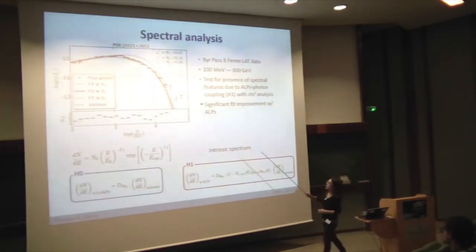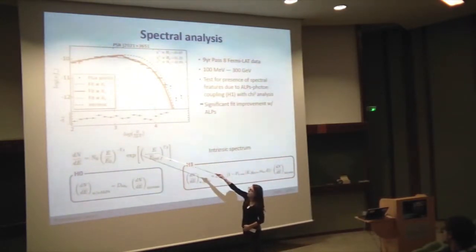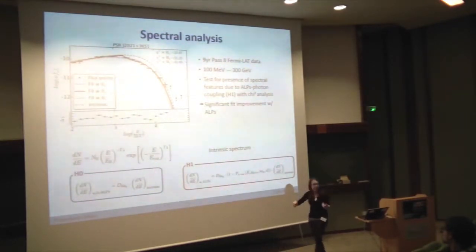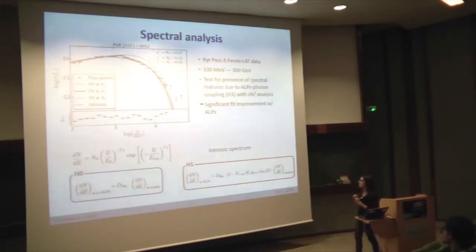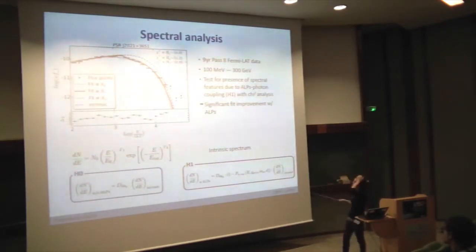So then for each source, what you do is to derive those black points here, which are again the flux as a function of energy. So the data points are the black ones, and then you actually test several hypotheses. So you do fit with and without ALPs conversion. And what we found is that there is a significant improvement when you add the ALPs conversion.